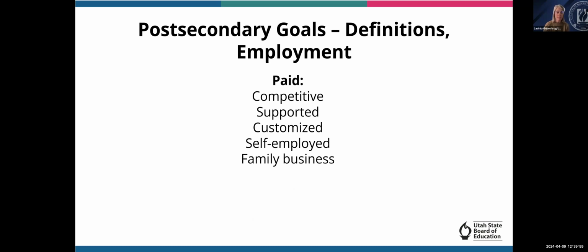So meaning that an individual should be employed in the community with non-disabled peers, but knowing that many students might need supported employment, they might need customized employment. Maybe a student wants to be self-employed, they're starting their own business, or maybe they are going to be working in a family business. So these are all different types or forms of employment that we would want to consider and write into those post-secondary goals.